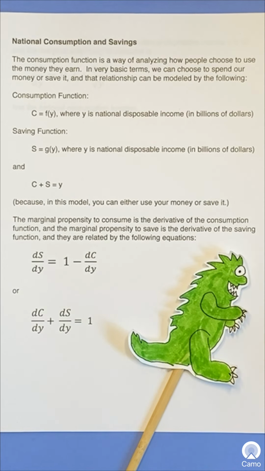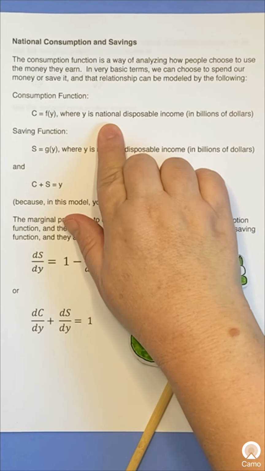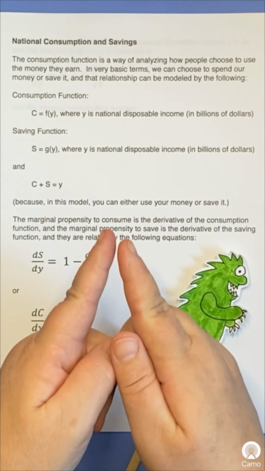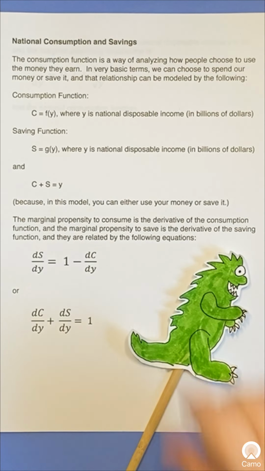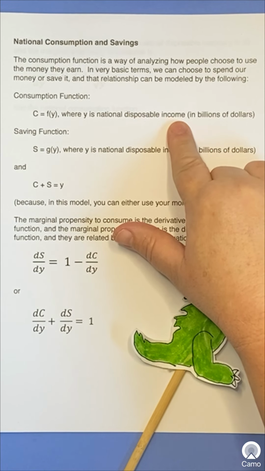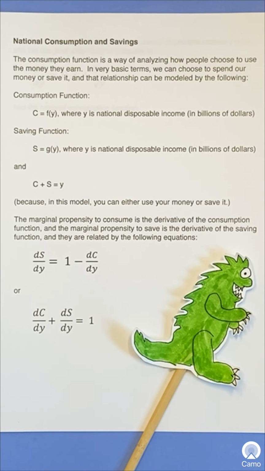There are some reasons for doing it, but you can just think C is some function, and we're going to be working with the letter y instead of the letter x. The calculations, the algebra, the calculus, all going to be the same. So y is going to be the national, so this is not like person to person. This is the whole country. We're looking at a big picture. National disposable income, and that's in billions of dollars.